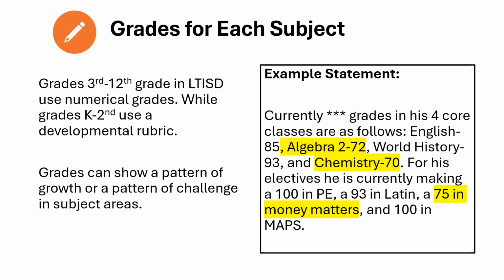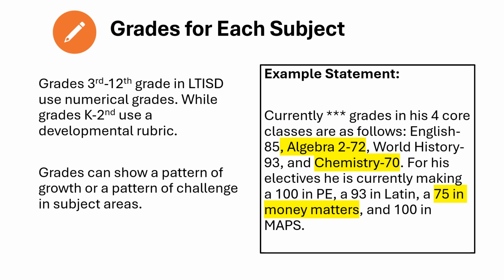Grades for each subject. I want you to know that in Lake Travis ISD, grades 3rd through 12th use a numerical grading system, while grades K through 2nd use a developmental rubric. I think grades can show a good pattern of growth or a pattern of challenge in some subject areas. When I look at a PLAAFP, I always like to see what the current grade is, but I especially like to see what the grade has been across the different grading periods, because that really gives a rich pattern: if we're staying consistent, if we're starting to get better, or if we're starting to decrease in grade.